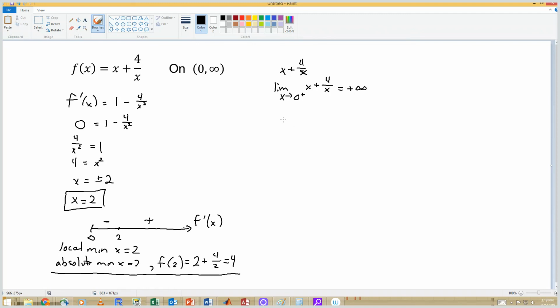So it looks like this function can take any value between the minimum 4 and positive infinity, which means there's no absolute max.